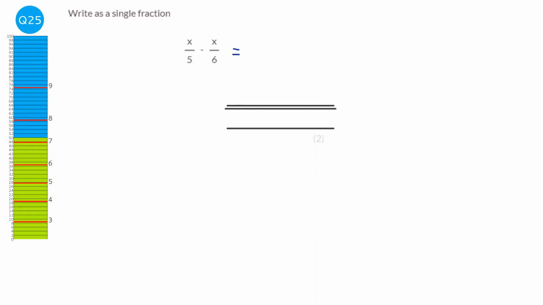by 5. So times the top and bottom of the first one by 6, you get 6x over 30. Times the top and bottom of the second one by 5, you get 5x also over 30. And when you've got a common denominator, you just subtract the tops. So it will be x over 30.